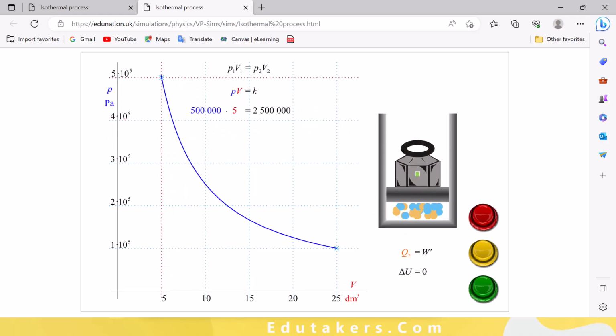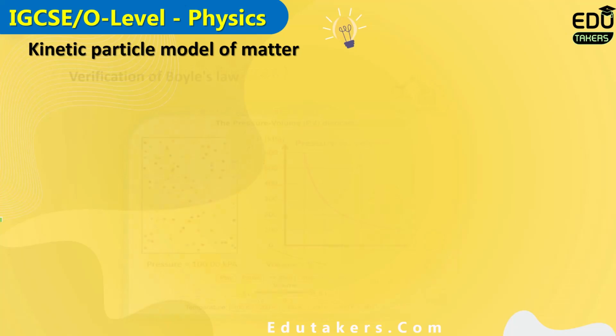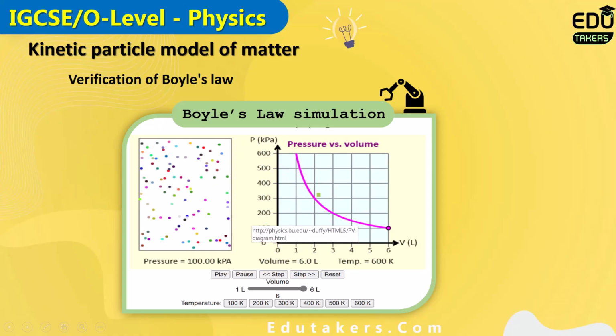This graph is basically showing the relation between the pressure and volume when the temperature is constant. As both of these are inversely proportional to each other, that's why you get a curve on the pressure volume graph. You can also practice this as well. It's present in your account. Here is again a simulation related to Boyle's law. Let's open this.